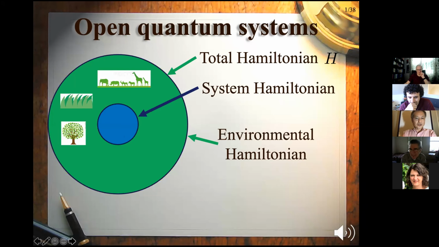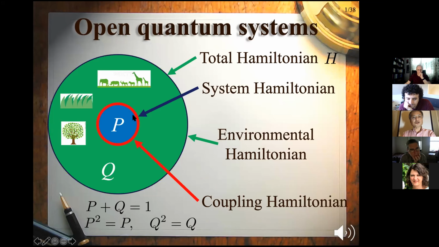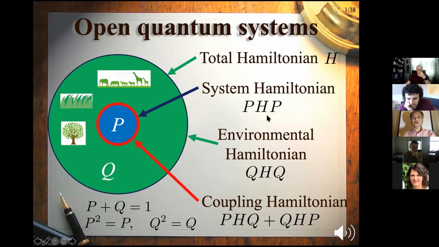And here is this coupling Hamiltonian. I typically assign P for the projection operator for the system Hamiltonian and Q for the environmental Hamiltonian. So the system Hamiltonian is PHP, the environmental Hamiltonian is QHQ, and the coupling Hamiltonian is this. I'm going to use this notation later on.